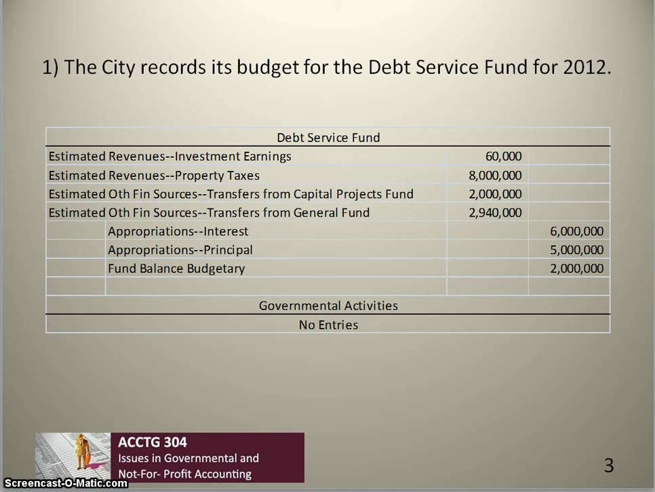They're 6% bonds. Paid semi-annually, June 30th and December 31st. Appropriations for principal will be $5 million. As you recall, principal is paid annually in $5 million installments beginning on December 31st.